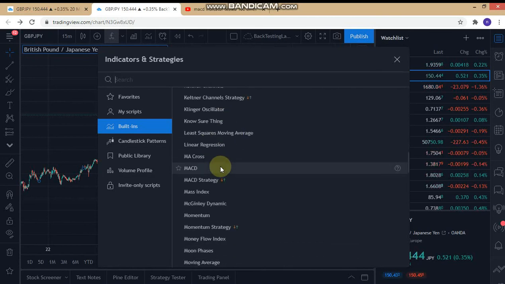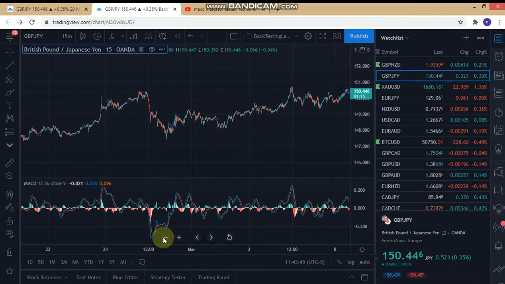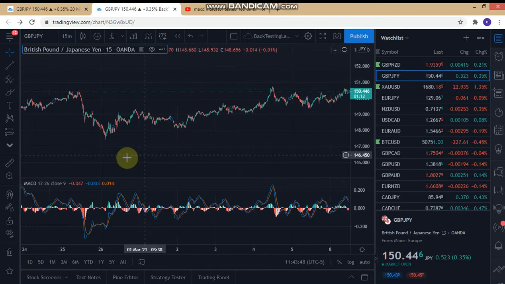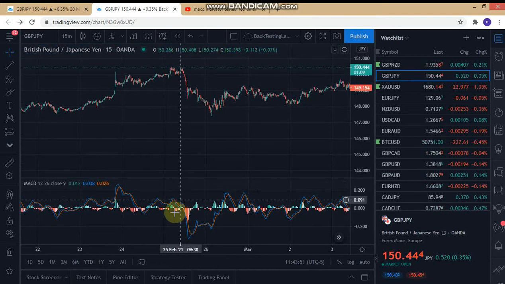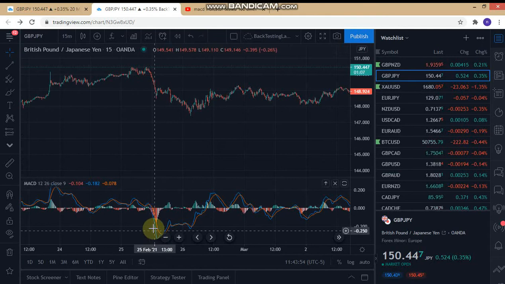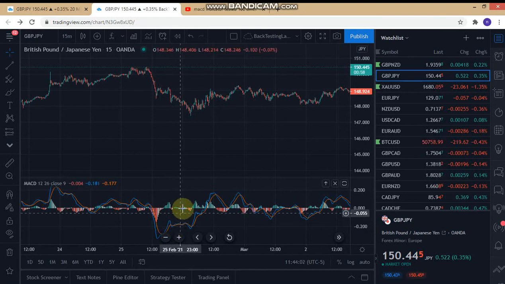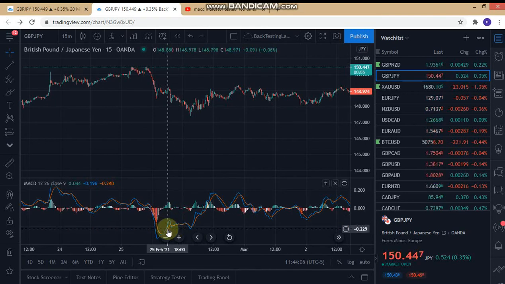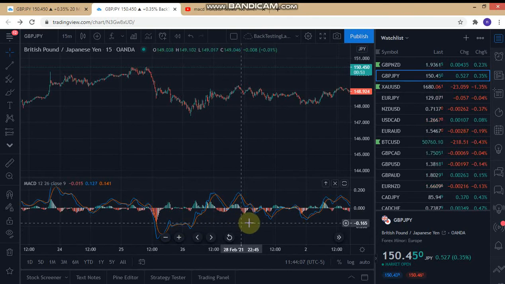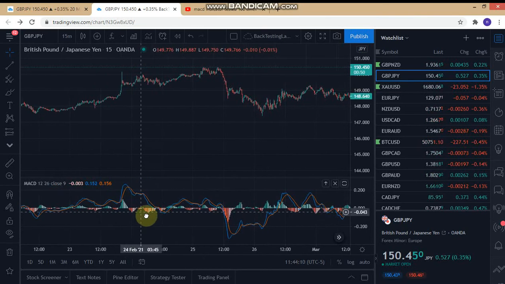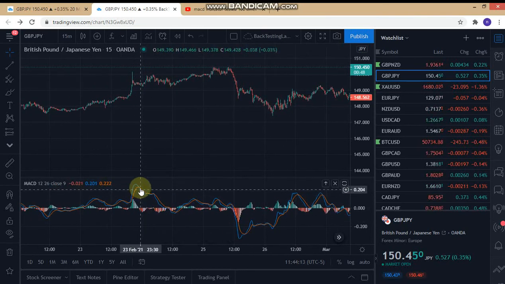indicator, let me discuss what it's doing. Now, the theory is when the MACD, which is the blue line, crosses over the orange line, which is called the signal line, while being below the zero line here, you have a buy entry. And when the MACD crosses below the signal, which is blue below orange, while above the zero line, then you have a sell entry.